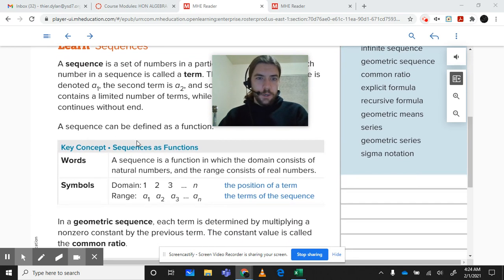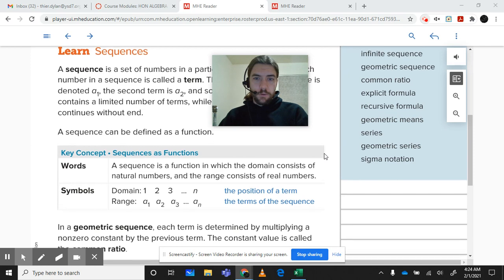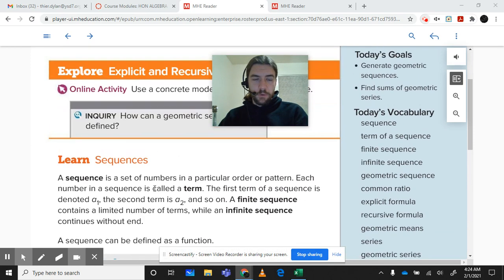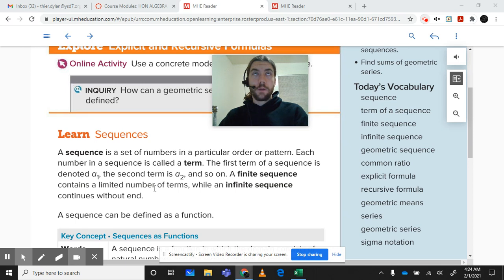Okay, so key concept here. A sequence is a function in which the domain consists of natural numbers and the range consists of real numbers. When we say the domain consists of natural numbers, we're saying that when we have 2 to the x and you look at that graph, that is a continuous function. So you can look at 2 to the first power, to the second power, to the third power, but you could also look at 2 to the 1.5 power, to the 1.4, to the 1.444. You can look at all these decimals in between, right? It's a continuous function. In a sequence, we are not talking about continuous functions.